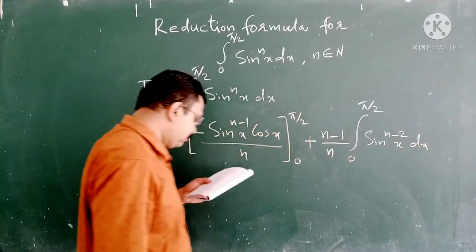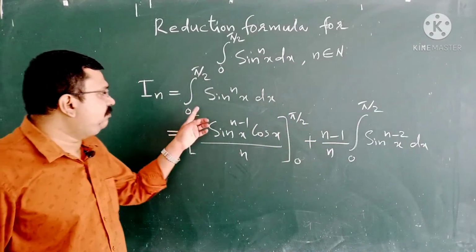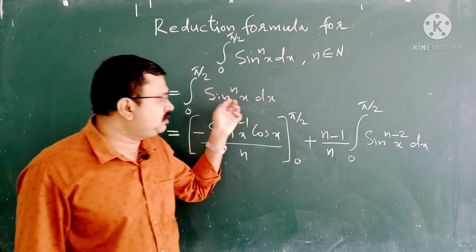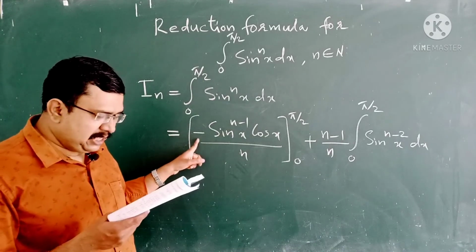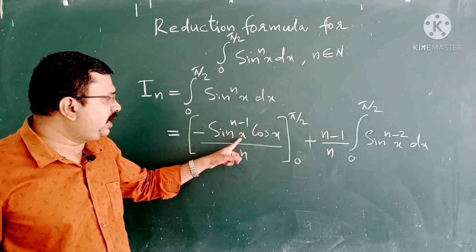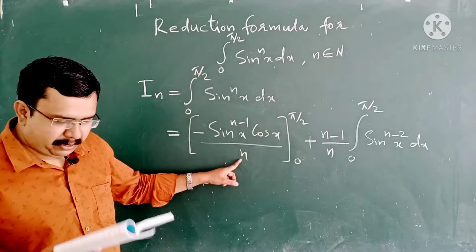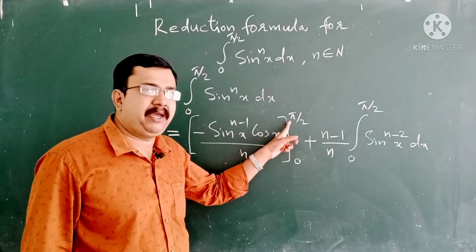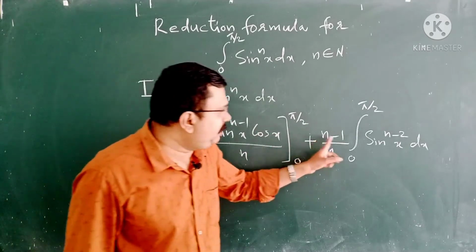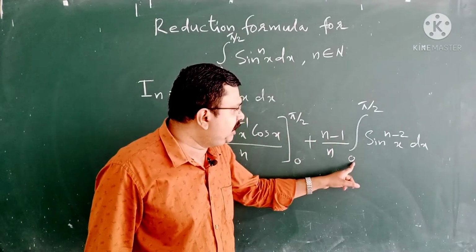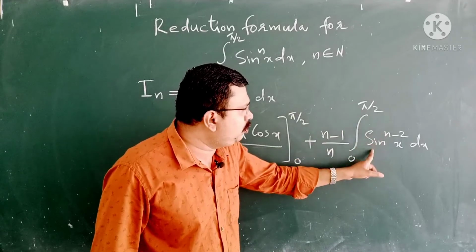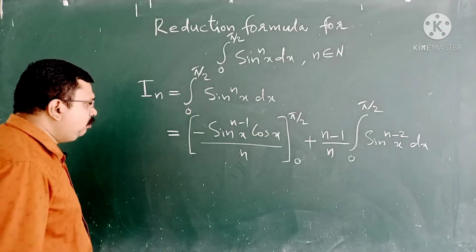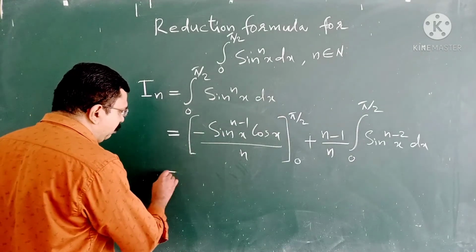Okay, when we are doing integral 0 to pi by 2 sin raised to n x dx, which is equal to minus sin n minus 1 x into cos x divided by n, lower limit 0 to upper limit pi by 2, plus n minus 1 by n integral 0 to pi by 2 sin raised to n minus 2 x dx. Now this minus can be taken outside.